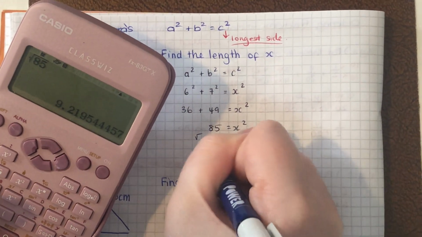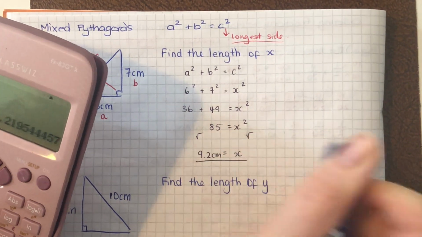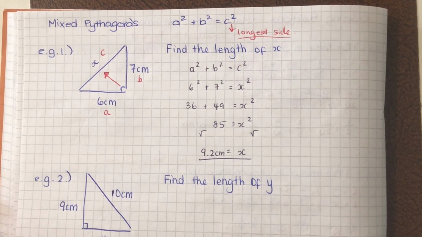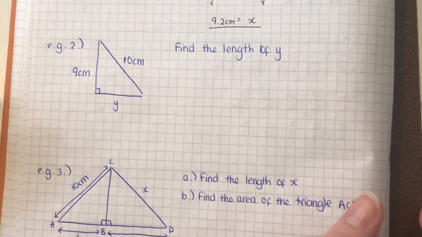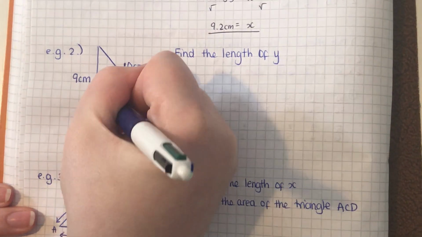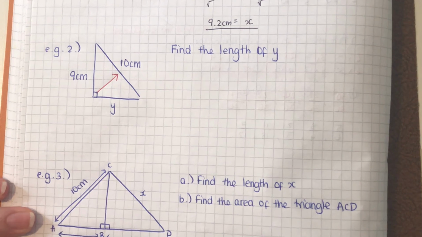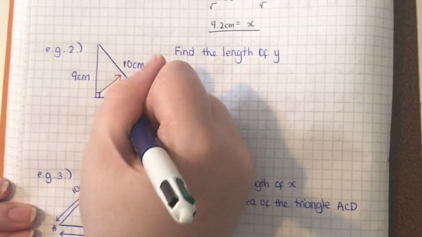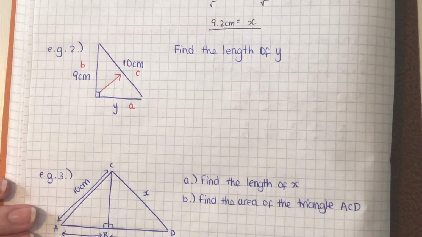X equals 9.2. What are the units? Centimetres. And that's the final answer for that one. So for example 2, I'm going to do a very similar thing. The first thing I'm going to do is just label it. So start at the right angle, draw an arrow, see what side it goes to, which is that one. So that must be your C. The other two, it doesn't matter, but I'm going to call the Y the A and B the 9.